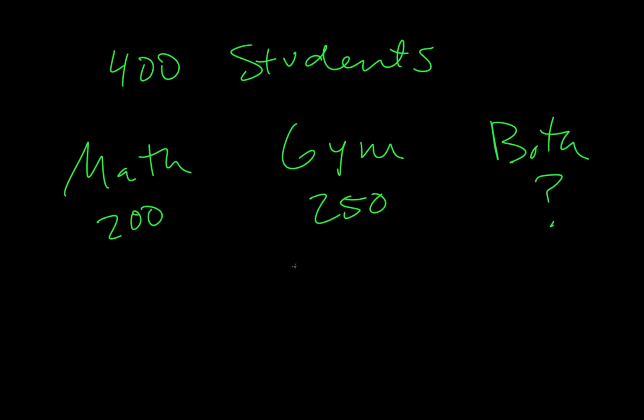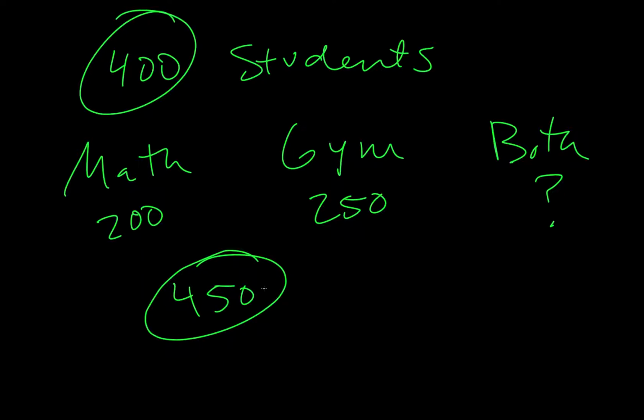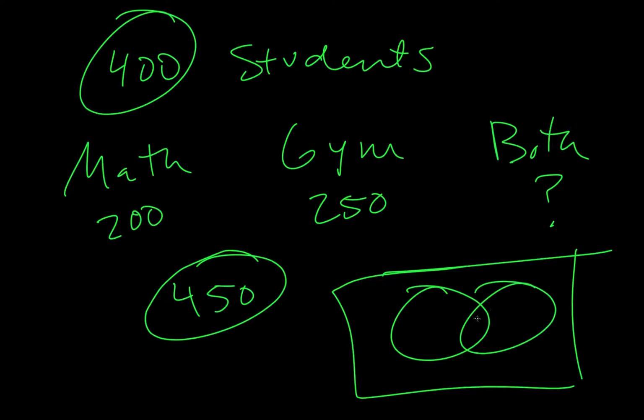Okay, so what we're going to do is we're just going to add these together. So we get 450. Now, we compare that to this. There's 50 that are too many. So if we draw a Venn diagram, we know there's going to be 50 students in the overlap. Now, if 200 did math and 50 are already represented, we just got to subtract that 50 from 200. We get 150 for math. Now for gym, we do the same thing. We subtract 50 and we end up with 200.